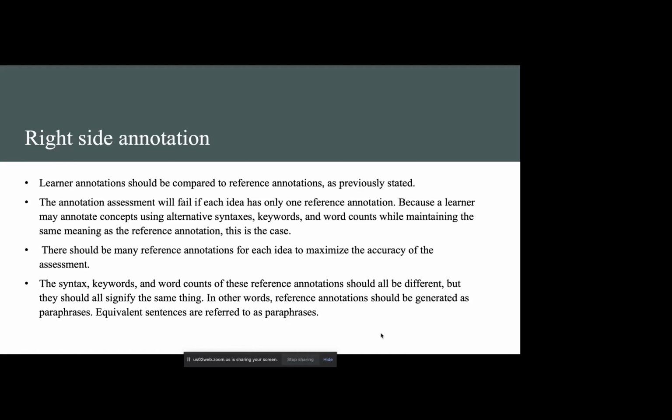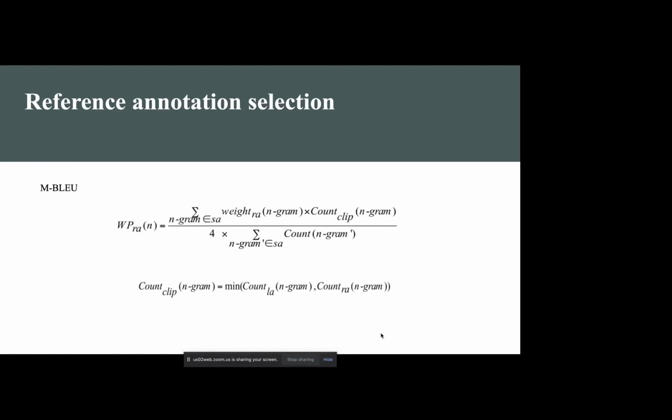In other words, reference annotation should be generated as paraphrases. So here we can assume certain reference annotation and learner annotation. For every learner annotation, there should be a reference annotation, and it should be produced like this. And reference annotations are generated using the BLEU concept, like the BLEU algorithm.